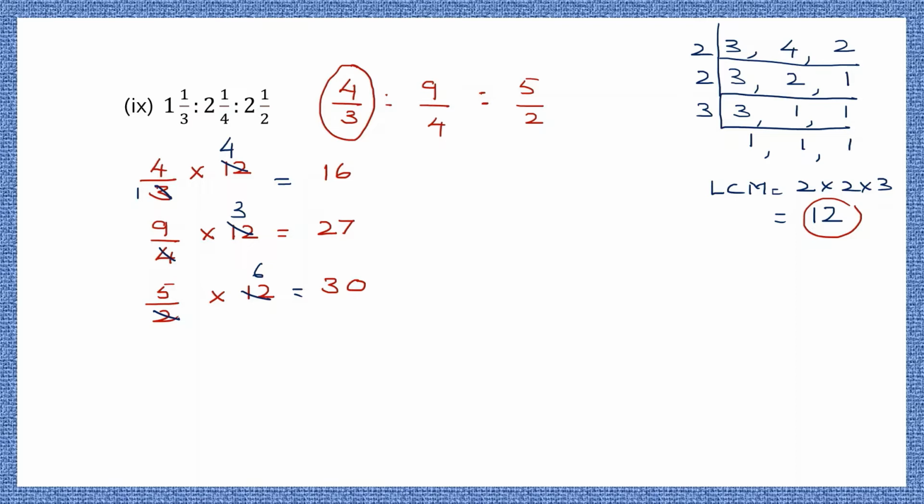Now let me write these three numbers as my final ratio. 16 is to 27 is to 30. So this is my final answer. 16 is to 27 is to 30.